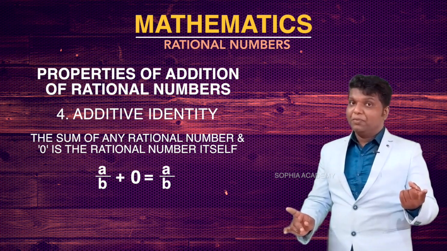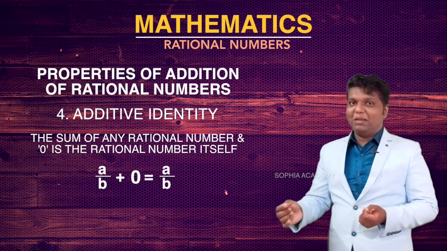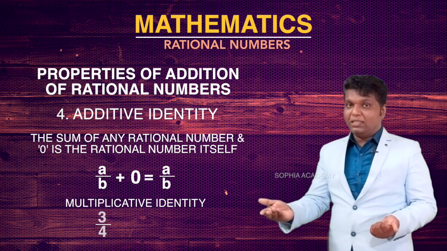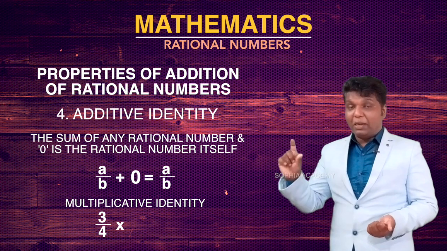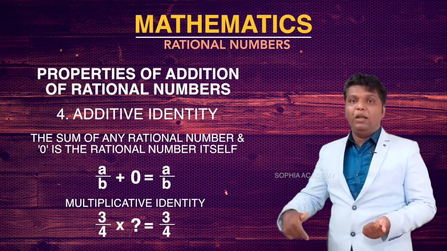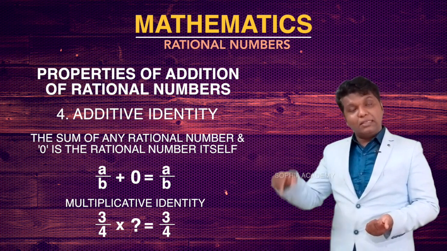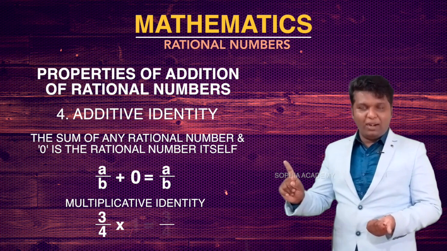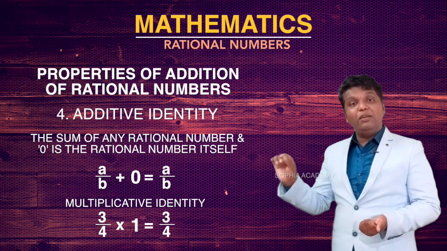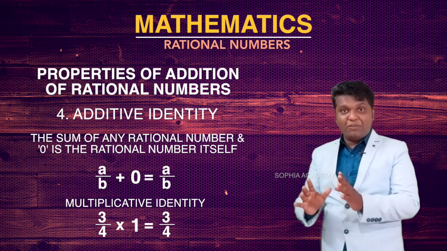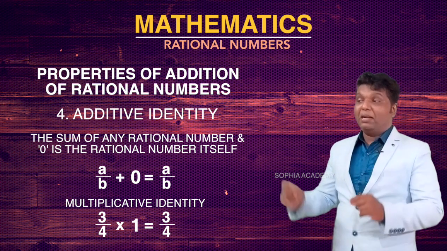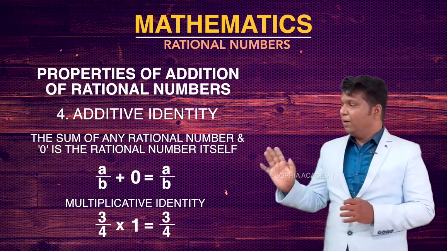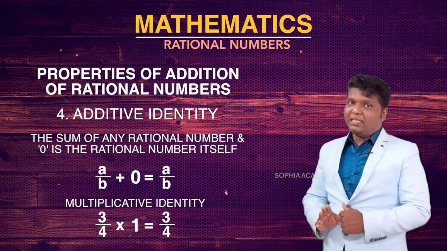If it is multiplicative, it's not 0, because if you multiply any number by 0, it will become 0. No, we should get the same number. So 3/4 is a rational number. If you multiply it with a particular number and you get the same 3/4, that particular number by which you multiplied 3/4 is what we call the multiplicative identity. So that is 1, right? Because 3/4 into 1 will be equal to 3/4. That's why there's a huge difference. Multiplicative identity is 1, but additive identity is 0. Okay, so additive identity is what we call 0. So 0 is regarded as the additive identity.